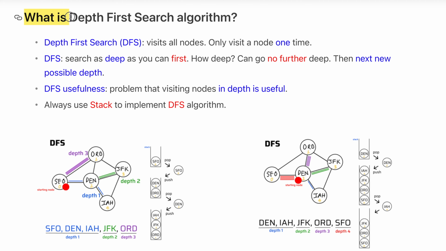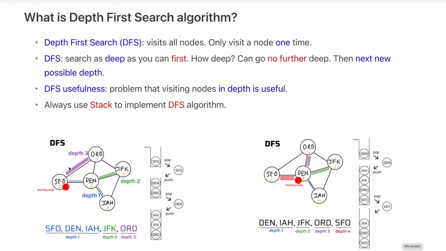First, what is a depth first search algorithm? Just like the breadth first search algorithm that we had before, depth first search is a graph algorithm that's gonna visit all the nodes and only visit a node one time. Every single node in the graph will be visited only one time. And the difference between depth first and breadth first is, with depth first search, we're gonna search as deep as we can first. You may ask how deep? It's as deep as we can no longer go further. So it's as deep at the end of the graph. And after we finish one depth, we're gonna explore the next new possible depth.